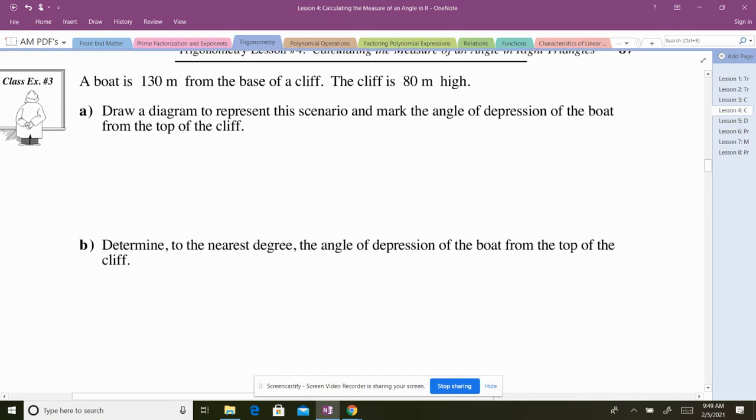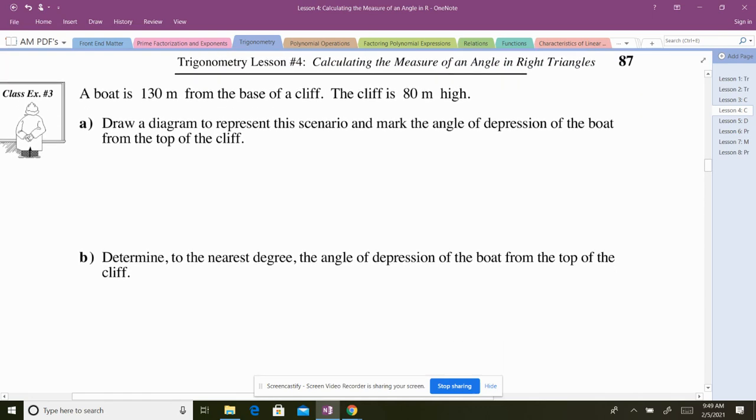Oh, this is the classic. You're going to see my excellent drawing skills here. So the next page, page 87. The boat is 130 meters from the base of a cliff. The cliff is 80 meters high. So let's draw that. Are you ready for this? Here's the cliff, 80 meters. The boat, which is going to be out here, is 130 meters. And here is the boat.